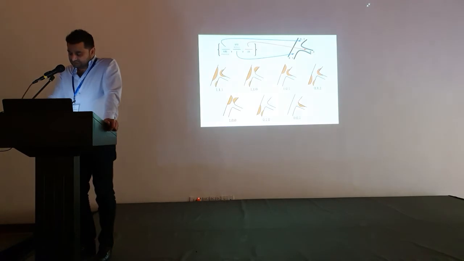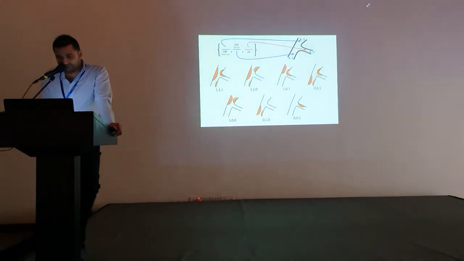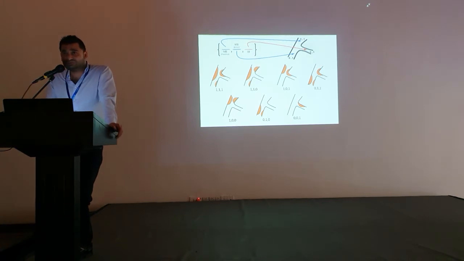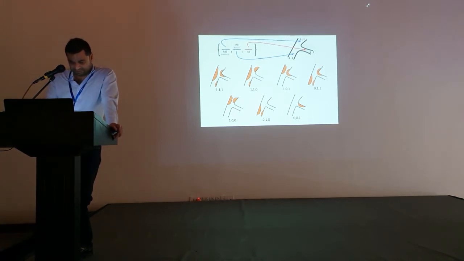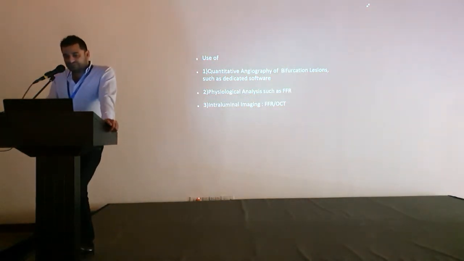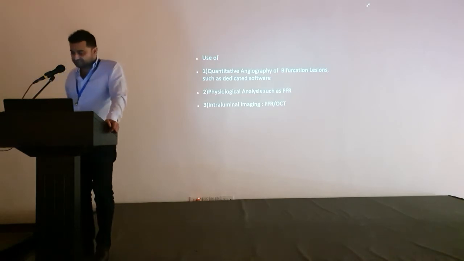That's just to illustrate the Medina classification, which I brushed up on earlier. This is a little schematic diagram defining the various types of lesions with regard to the bifurcation. Lately there has been the use of quantitative angiography of bifurcation lesions, such as dedicated software, physiological analysis such as pressure wire, and intraluminal imaging like OCT and IVUS.